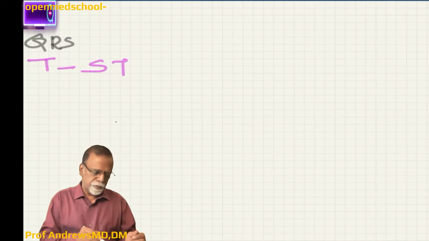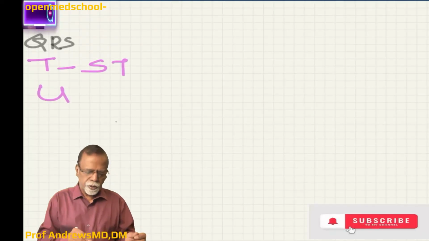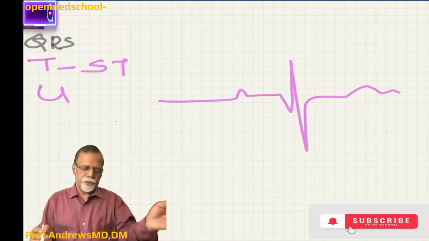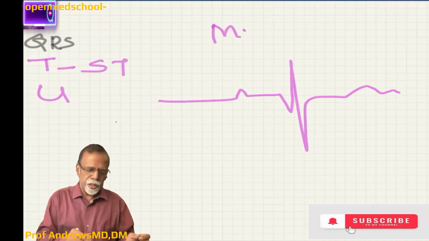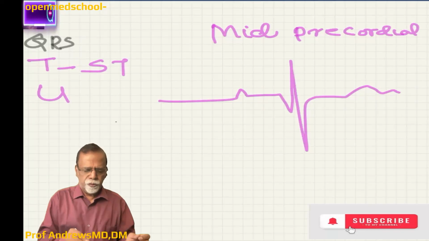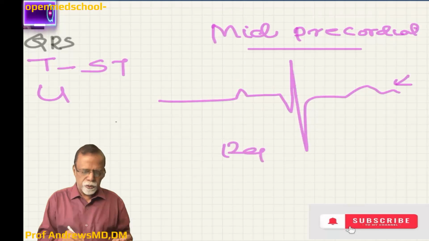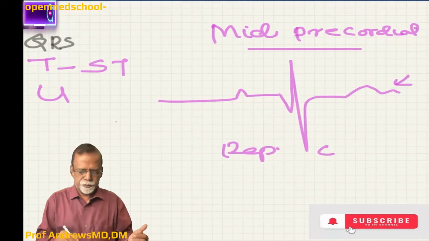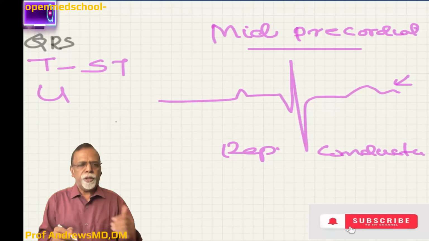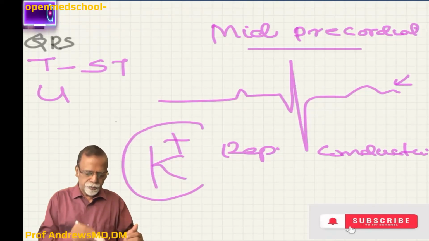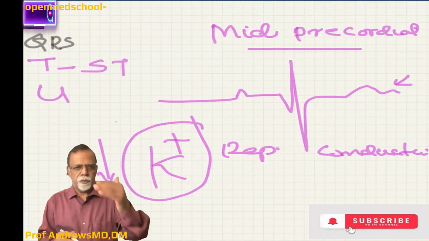Now comes the U wave. So this is a P wave, QRS complex, ST segment, T, and sometimes another positive wave. This is usually seen in mid-precordial leads, V2, V3 region. This is said to be due to repolarization of the conducting system. A prominent U wave is classically found in hypokalemia. In hyperkalemia you get a tall T.